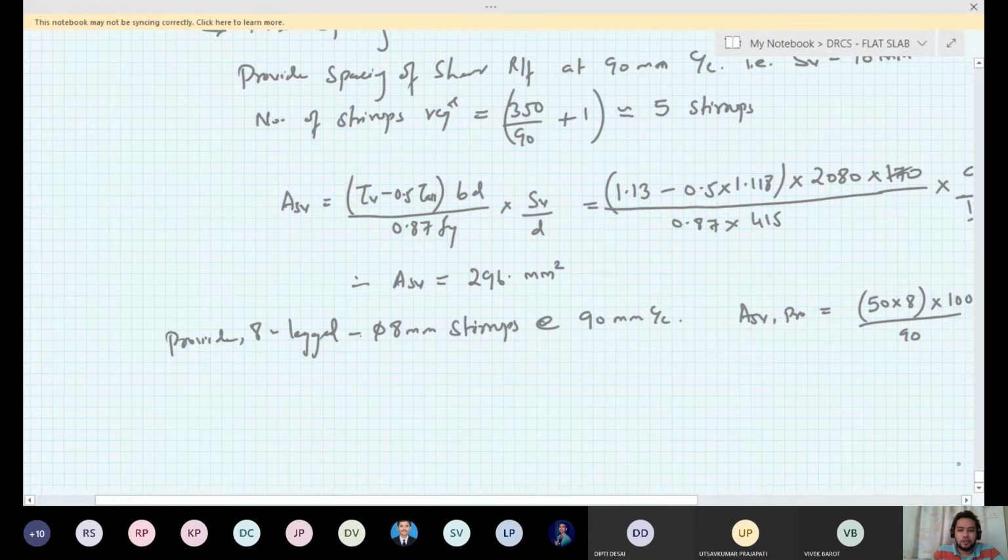Okay, so with this your design of flat slab is complete. Let us see the detailing also. So your next step is detailing. So for detailing, let me just share you one image.